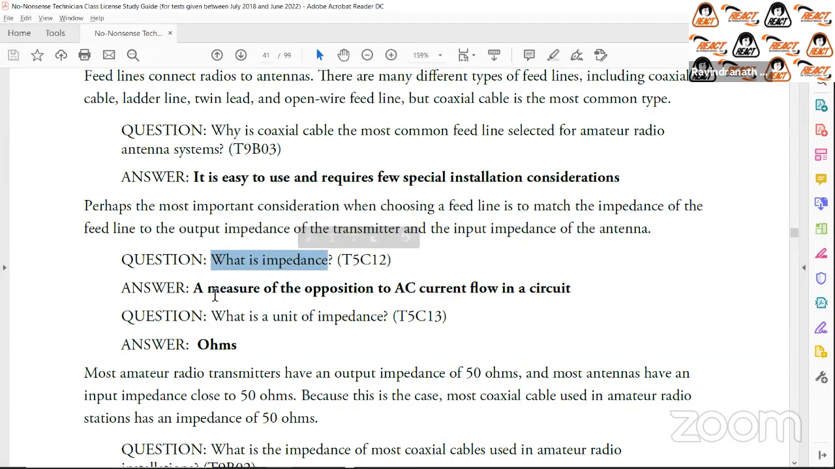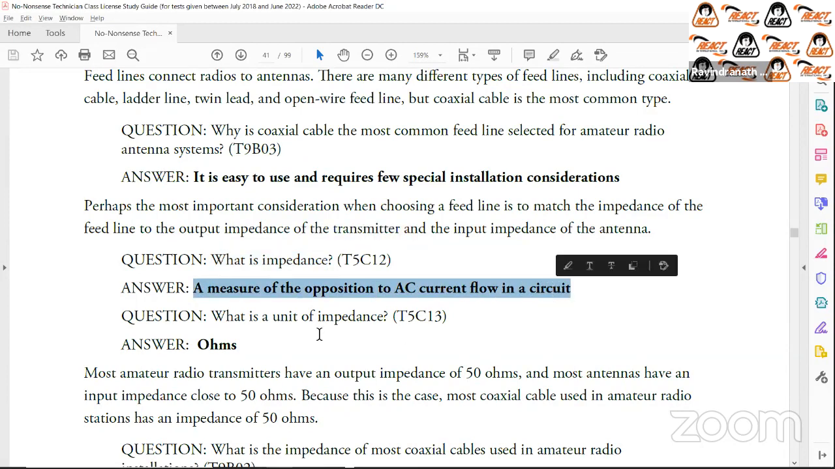So let's go straight to the question in the question pool. Simply, what is impedance? Well, we just said it. Impedance is the opposition to alternating current flow in a circuit. So think of impedance as resistance or a type of resistance. That's the best way to think of it. Just like resistance resists the flow of current, impedance impedes the flow of current.